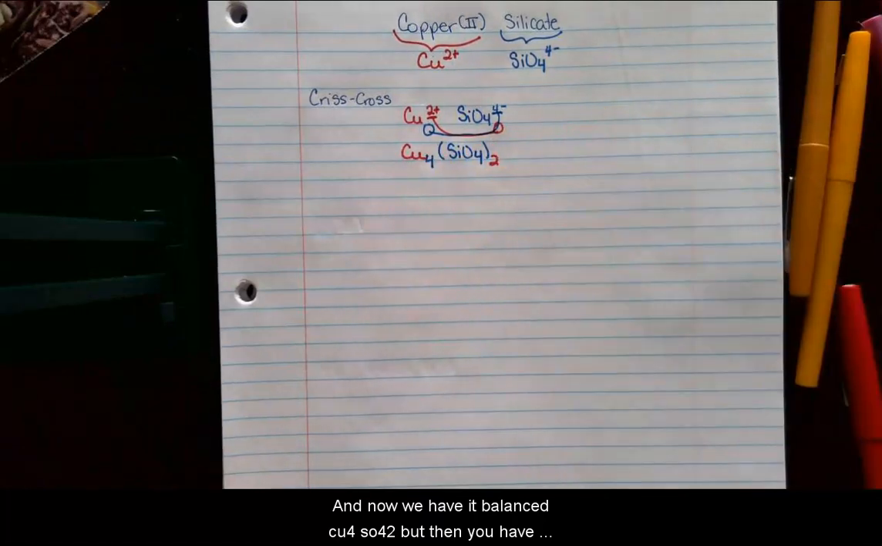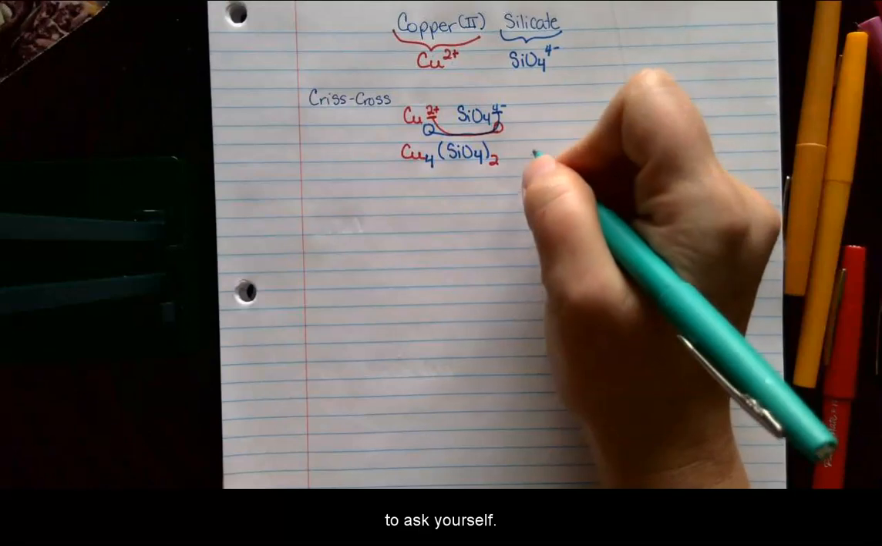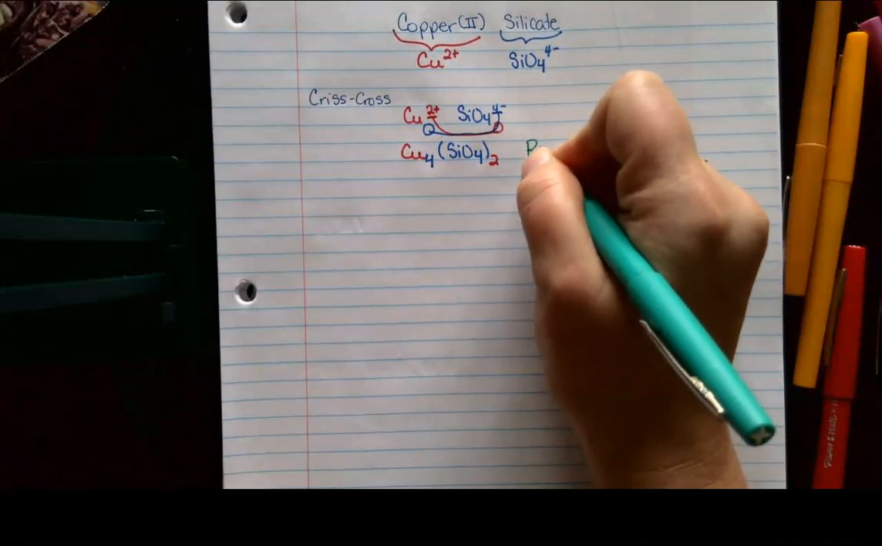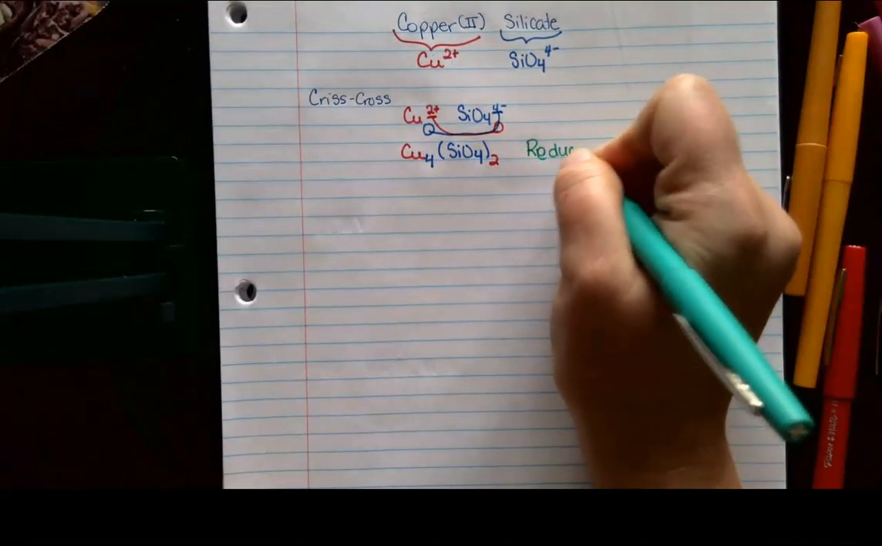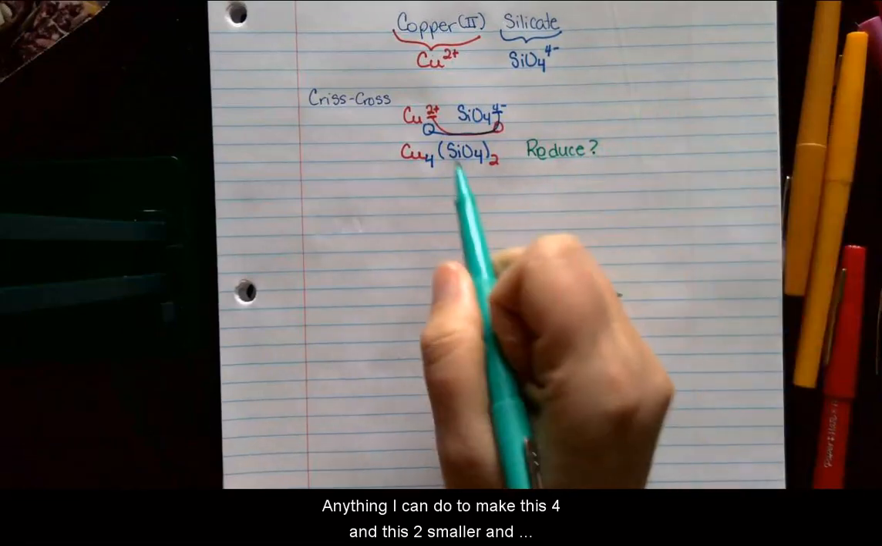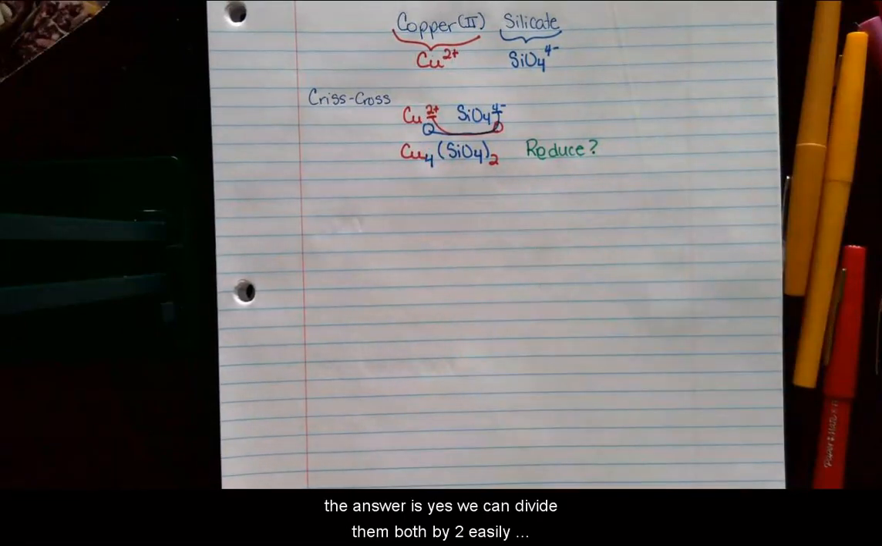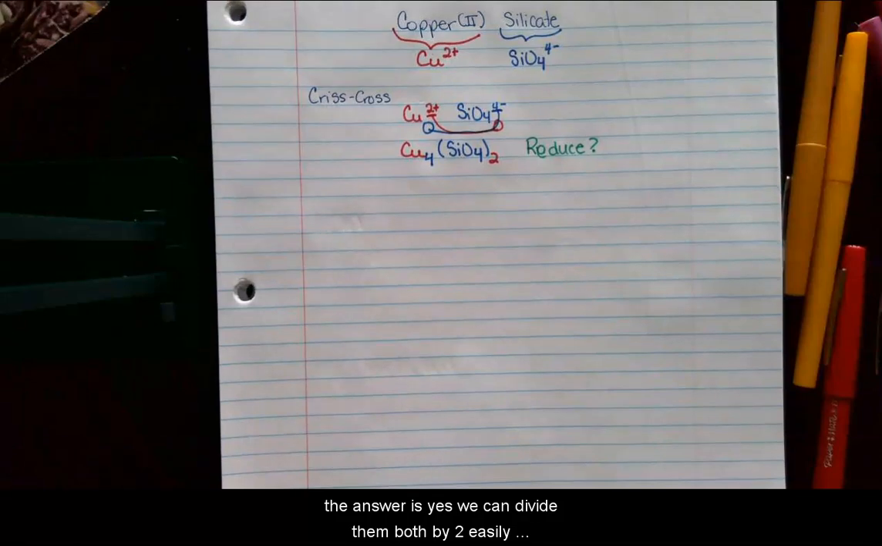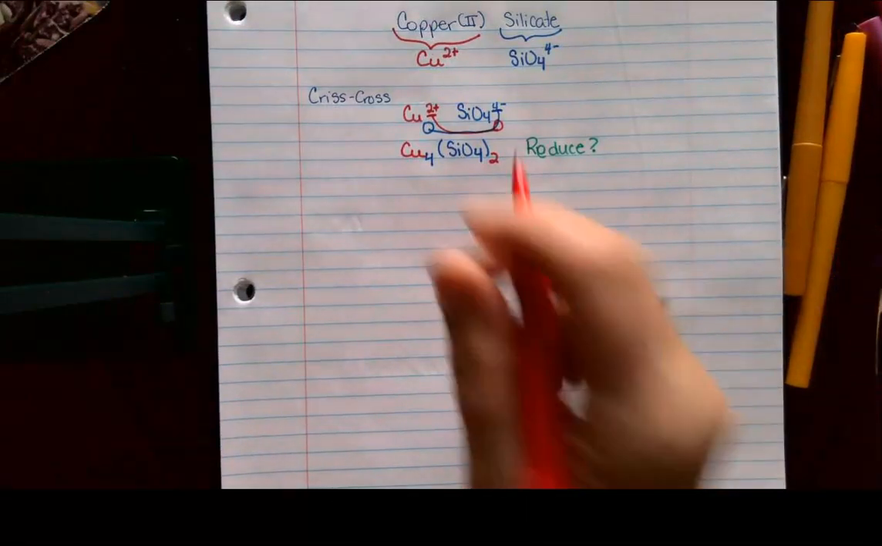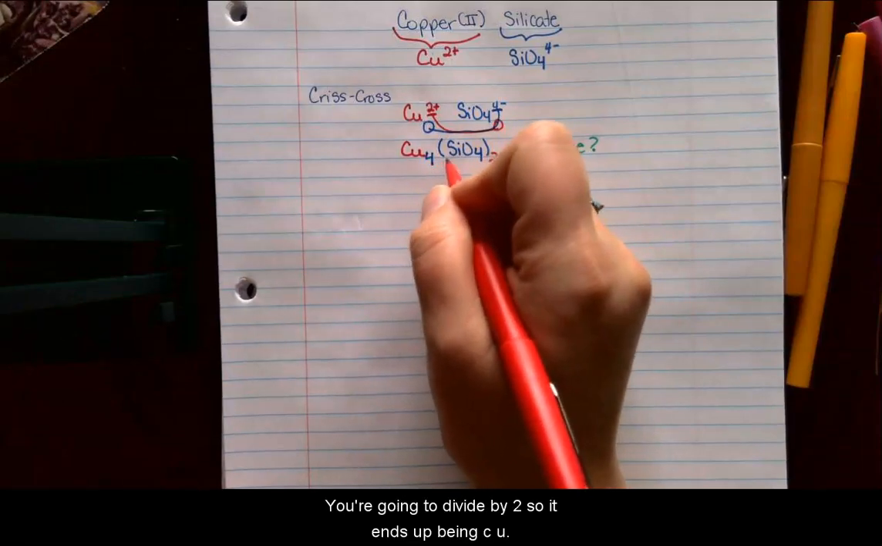Cu4 (SiO₄)2. But then you have to ask yourself, can I reduce? Is there anything I can do to make this 4 and this 2 smaller? And the answer is yes. We can divide them both by 2 easily. Remember, we're only working with whole numbers. So you're going to divide by 2.